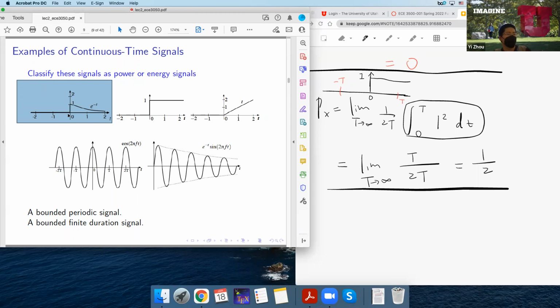Okay. Therefore, the first signal is an energy signal, not a power signal. The second signal is not an energy signal, but it is a power signal. We just calculated the power is 1/2.